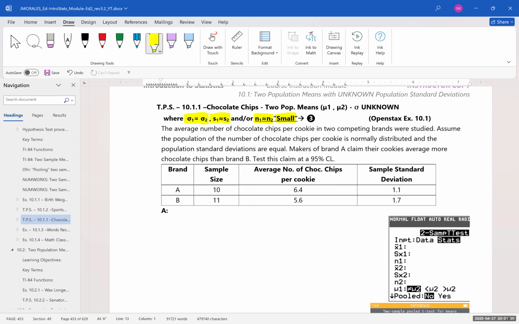So the average number of chocolate chips per cookie in two competing brands were studied. Assume the population of the number of chocolate chips per cookie is normally distributed and the population standard deviations are equal. Makers of brand A claim their cookies average more chocolate chips than brand B. Test this claim at a 95% confidence level.